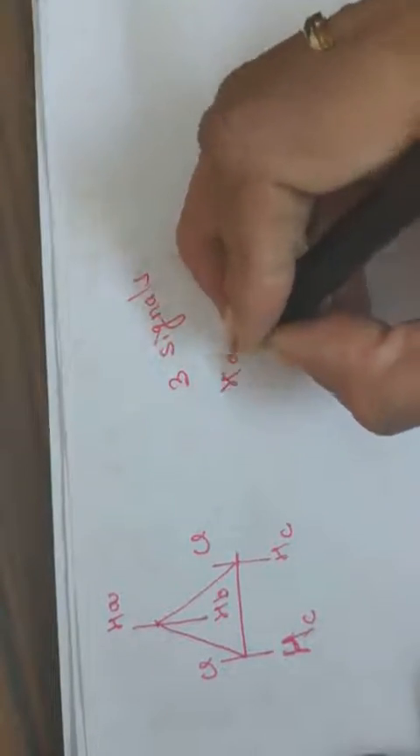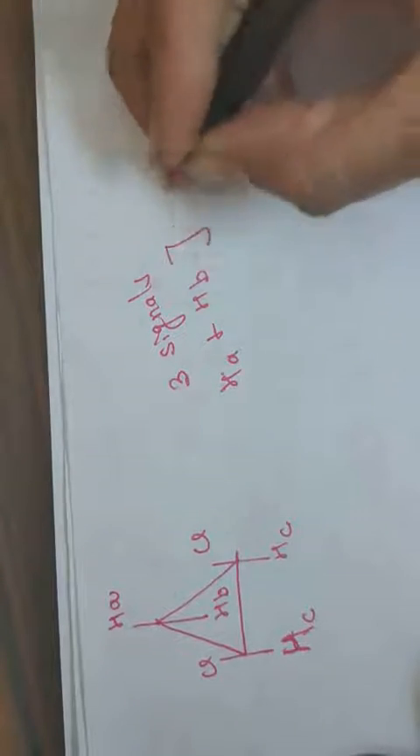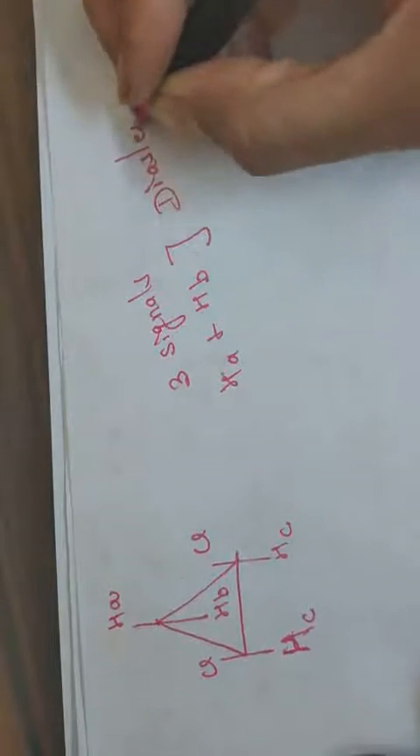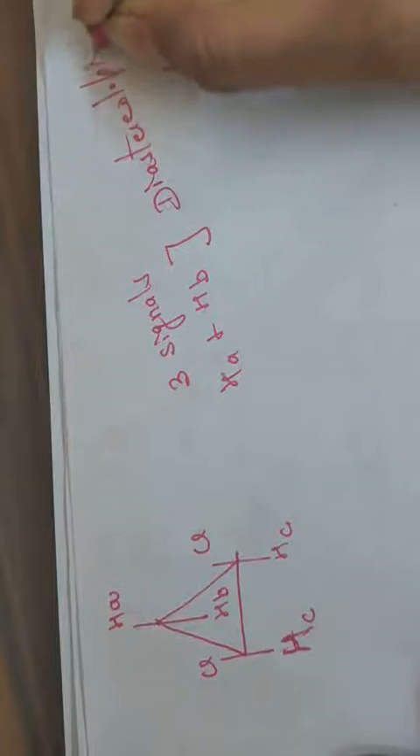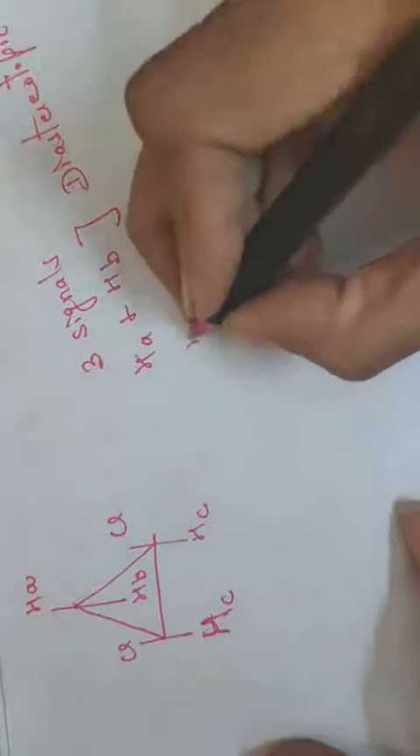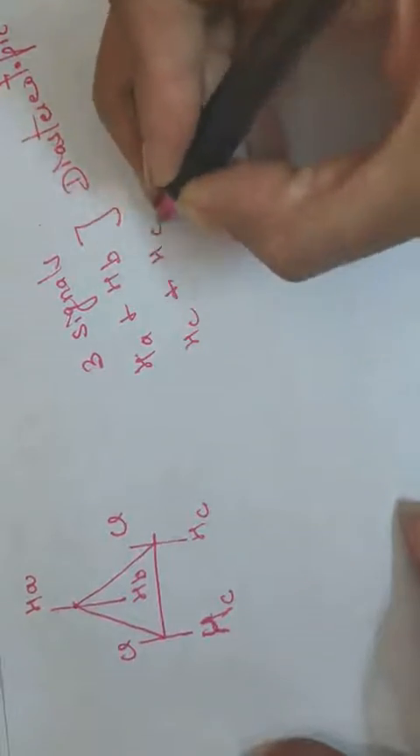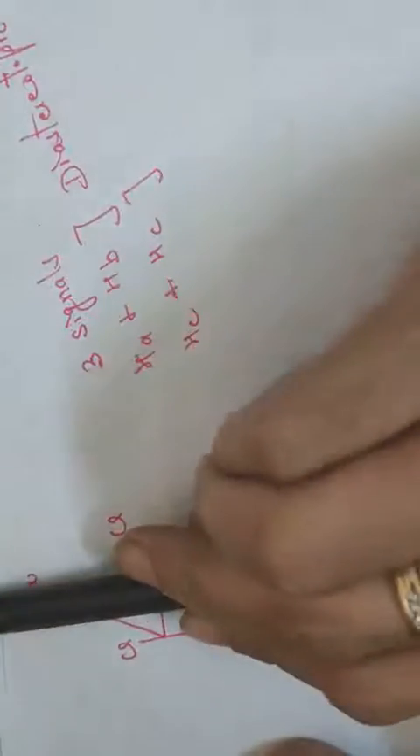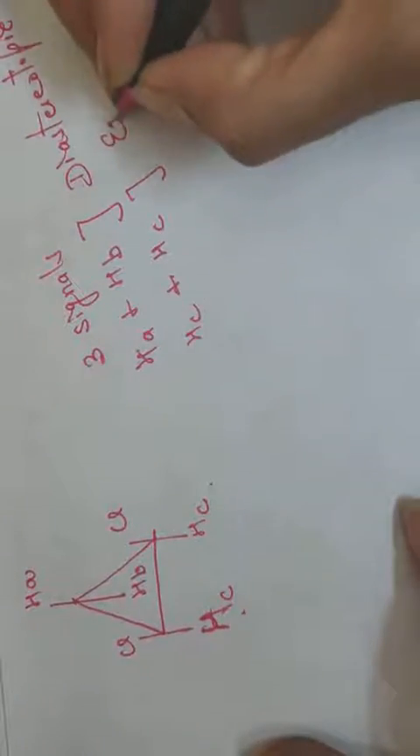The hydrogens HA and HB are diastereotopic. Whereas HC and the other one are reflected by the plane of symmetry, so that is why these are enantiotopic.